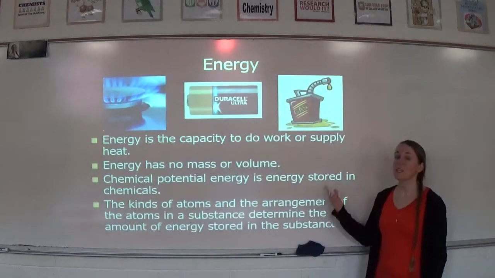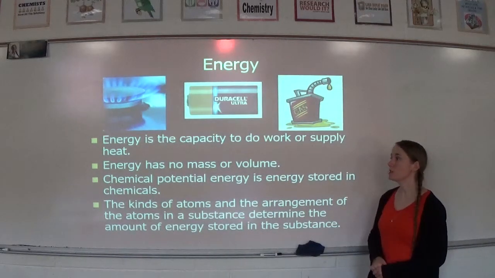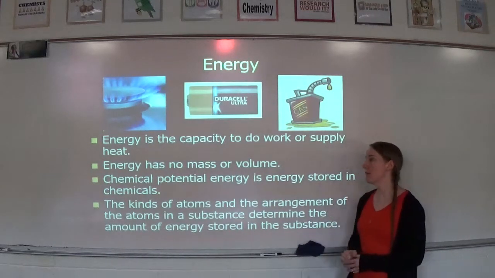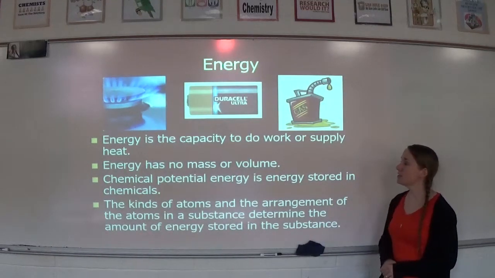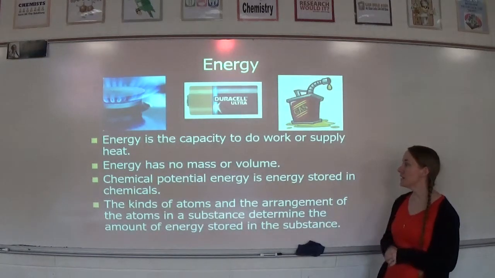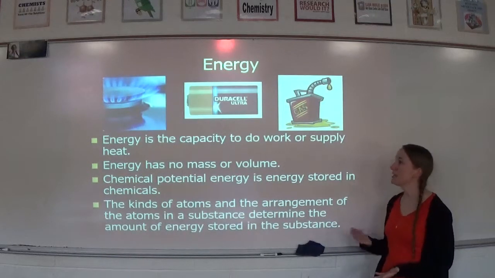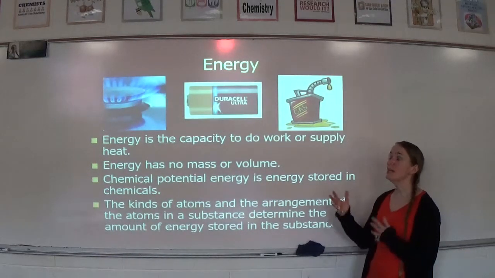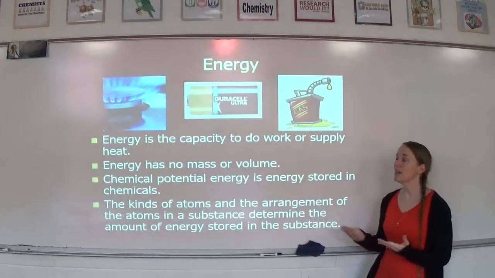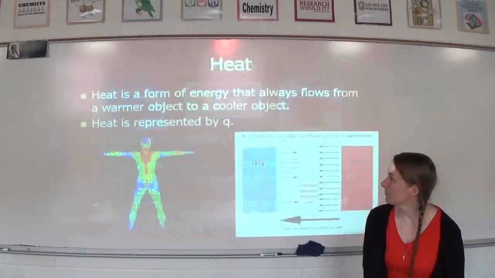So here's just a little bit more about energy and some definitions. Energy is the capacity to do work or supply heat. We already said that. Energy has no mass or volume, so it is not a form of matter. Chemical potential energy is the energy stored in chemicals within the bonding arrangement. And then the kinds of atoms and the arrangement of the atoms in the substance determine the amount of energy stored in the substance. So we'll look at different calculations involving heat changes and energy changes, and a lot of times the numbers change based on what the substance is.